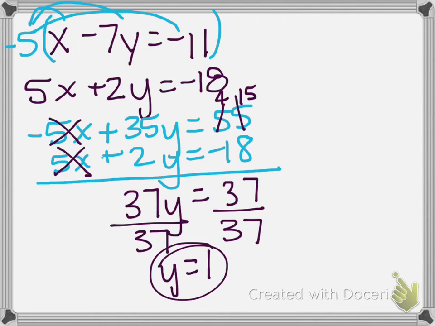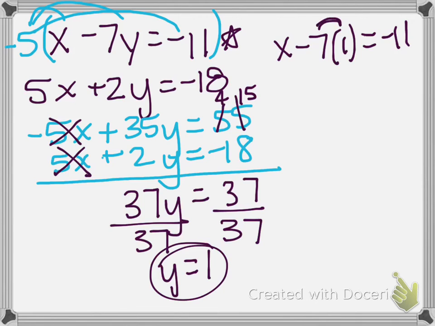And then we have to plug that back into one of our two original equations. Again, doesn't matter which one. I'm going to just go ahead and choose this first one. So I have x minus 7 times 1 equals negative 11. Okay, so we multiply this negative 7 and 1, so I get x minus 7 equals negative 11.